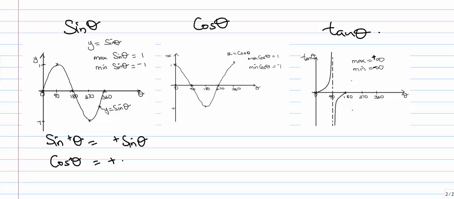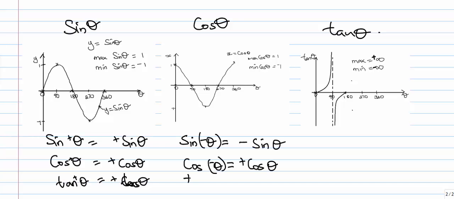So every time you have the sine, cos, and tan of a positive angle, you'll get a positive sine, cos, or tan of that particular angle. However, for a negative angle, for sine, you'll get negative sine of that angle. For a cos of a negative angle, you'll get positive cos of that particular angle. And for a tan of a negative angle, you'll get a negative tan of that particular angle.